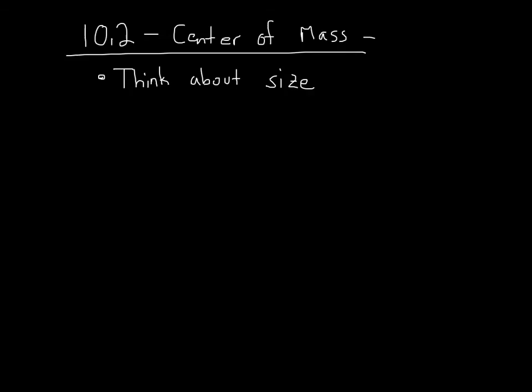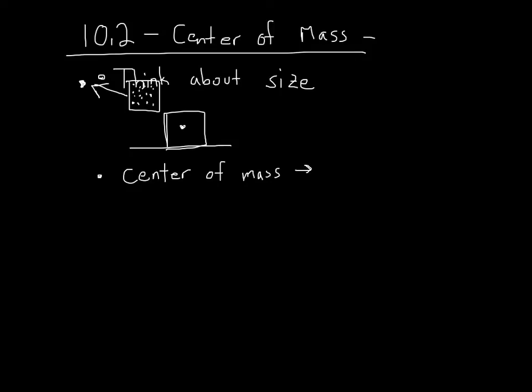In section 10.2, we're going to start thinking about the center of mass, and we're going to think about sizes of objects. We're no longer going to assume that we have a box sitting here and that all the mass is right at the middle. We're going to assume that all the mass is at the center of mass. I like to think about this center of mass as being the balance point of how your mass is distributed.